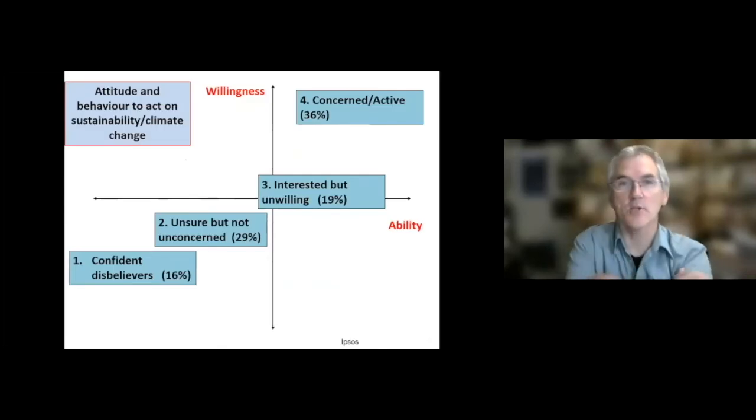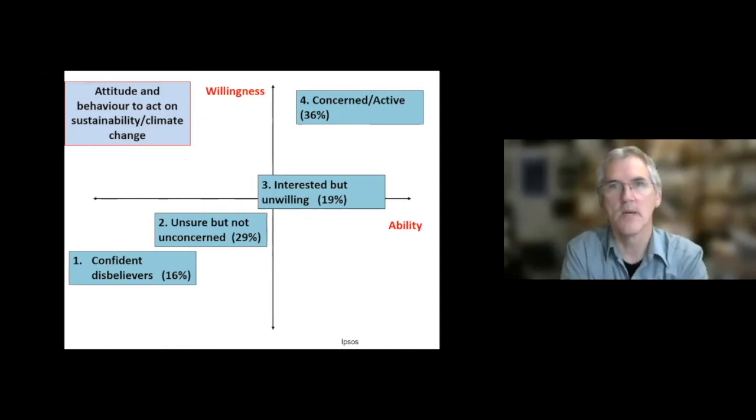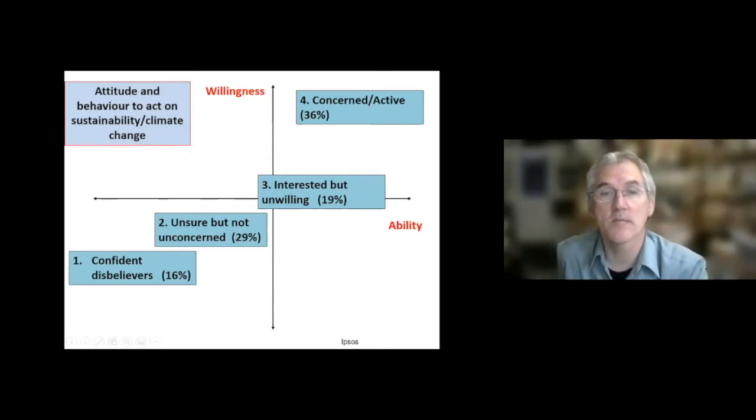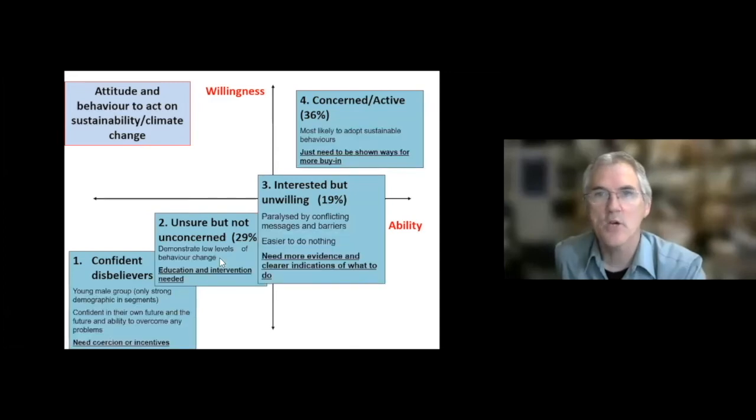Now, in terms of communication, we can use this to effect. We looked at people's ability to act on sustained climate change. So willingness to act is on the vertical, ability to act on the horizontal, with the concerned active at the top, 36%, then interested but unwilling, unsure but not unconcerned, and the confident disbelievers. That shows how we need to communicate with them. The concerned active at the top are most likely to adopt sustainable behaviours. They just need to be shown ways to get more buy-in. If you're interested but unwilling, you tend to be paralysed by conflicting messages and barriers, so it's easy to do nothing. They need more evidence and clear indications of what to do.